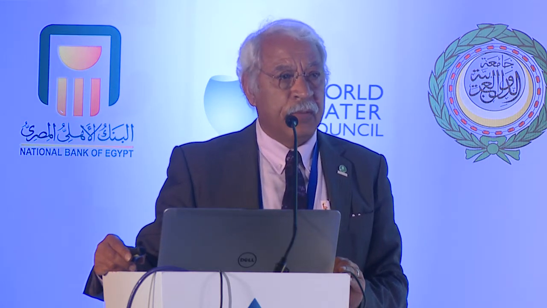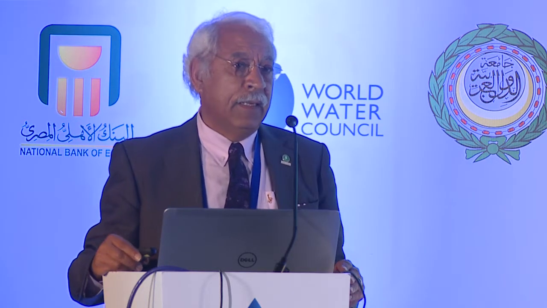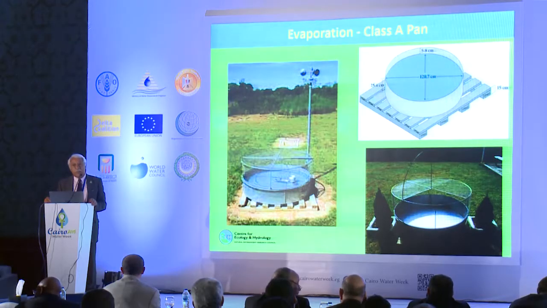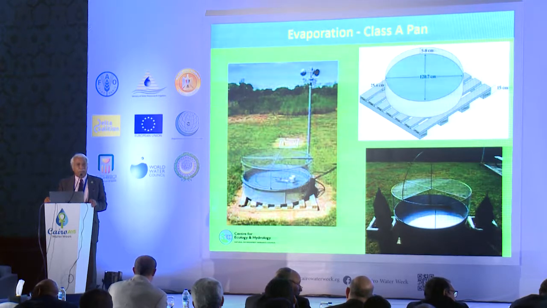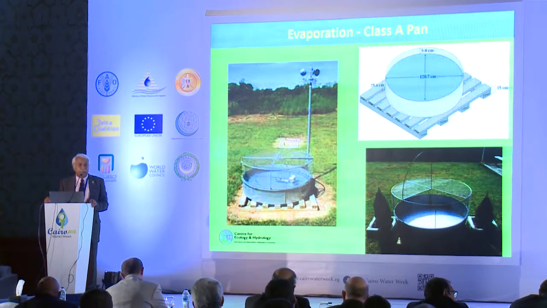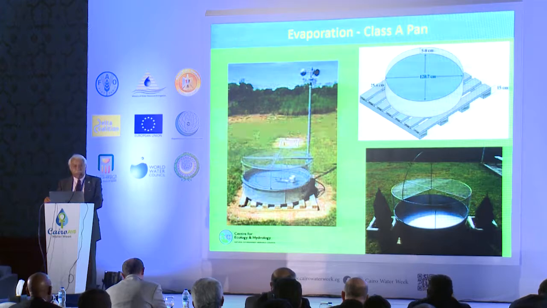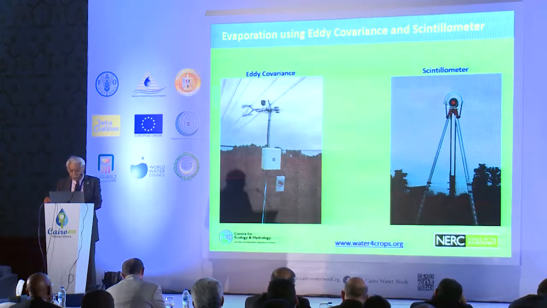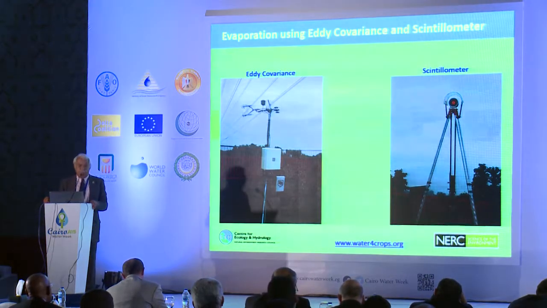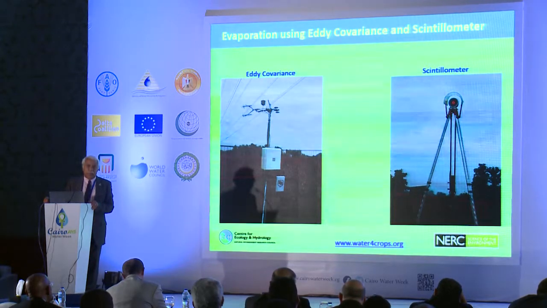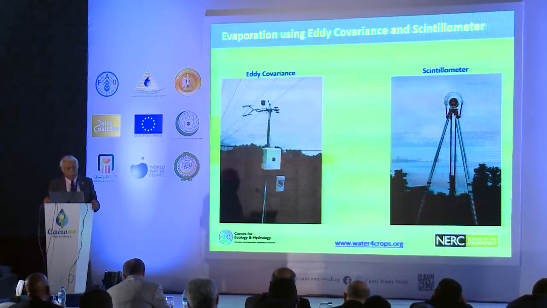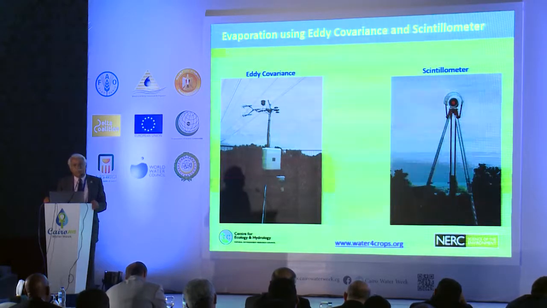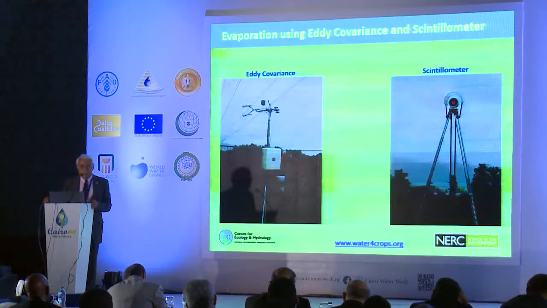The first example is evaporation. When we started with evaporation, we used the Class A pan, which was the first start to estimate evaporation. Of course, that doesn't take into account the biological resistance of the plants, so it has been overestimating the evaporation. Then we moved on to another technology, the eddy covariance, what you see here on your left side, which is a reasonable scale, not big enough.